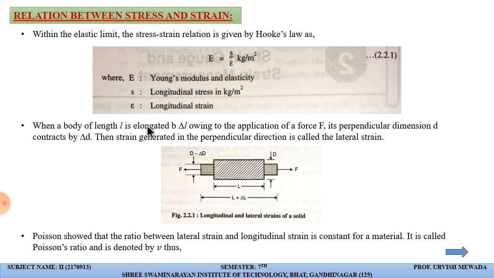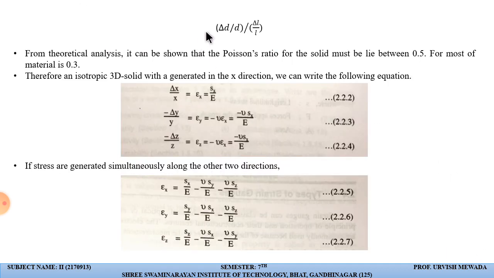Now, as we have seen the relation between stress and strain, in the next slide we consider the change in dimension, or diameter, delta D by D, meaning the change in diameter to the original diameter. It is the ratio of this delta D by D to the change in length to the original length. From this theoretical analysis, we can say that Poisson's ratio for a solid must lie below 0.5. For most materials it is 0.3.